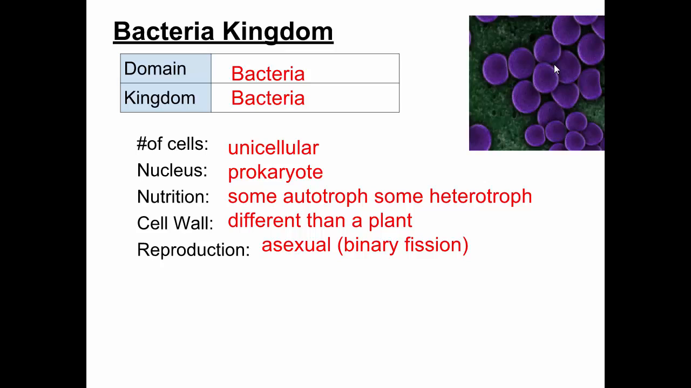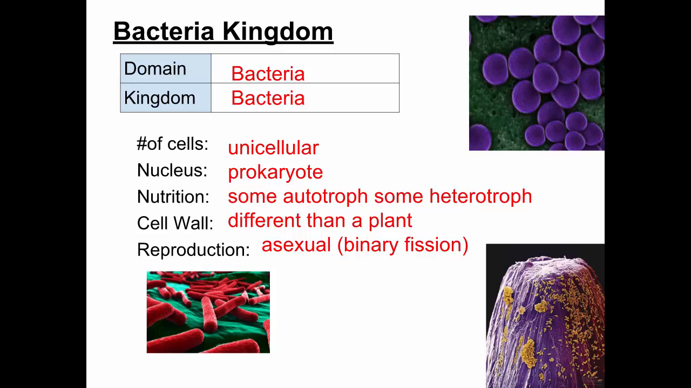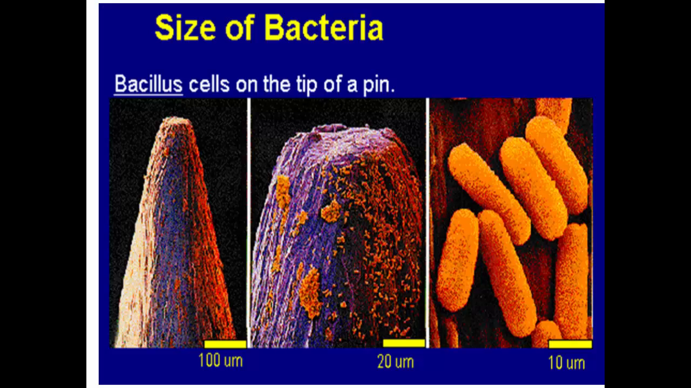Here we see some pictures of some spherical bacteria. There's some rod-shaped bacteria. We'll look at this in a little more detail. Bacteria are quite small. We looked at single cells back when we were looking at microscopes, like cheek cells and plant cells, and they were pretty small. But bacteria are much, much smaller than even those single cells that we saw. If we look at this diagram, it gives us a sense of that.